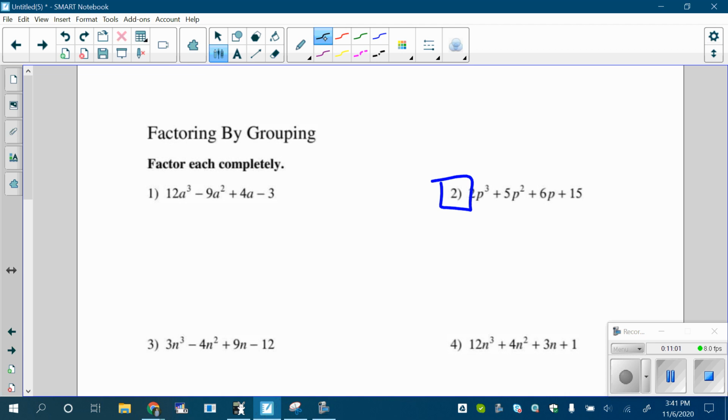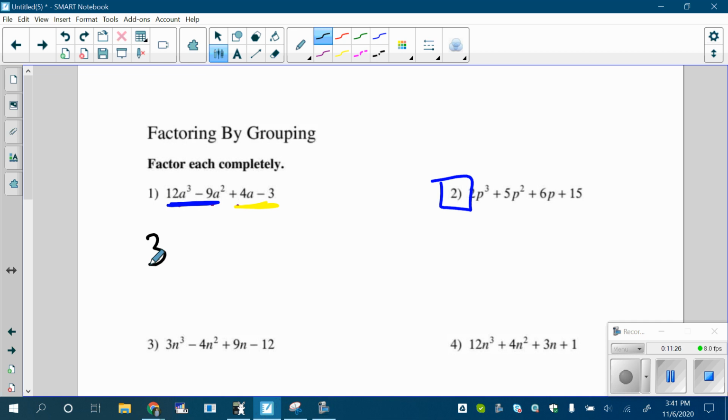Okay? Ready? We got 4 terms. We're going to factor it by grouping. We're going to group the first 2 together. We're going to group the second 2 together. And look at those first 2. What can we divide them both by? What do they both have in common? Don't forget, we're going to look at the variable part and the number part. What number can you divide 12 and negative 9 by? 3.